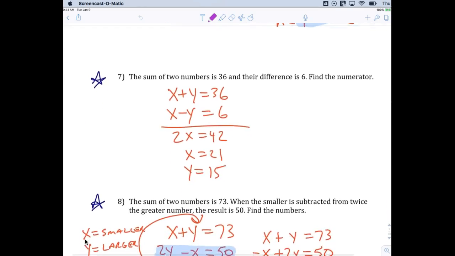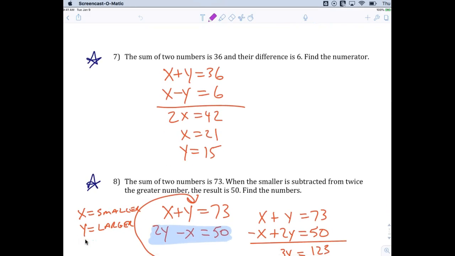All right. Now number 7, I seriously think everybody in here should be able to just knock out number 7. It's very, very simple. No reason in the world why you couldn't do number 7 at all. The sum of two numbers is 36. The difference between the numbers is 6. All right, that's it.